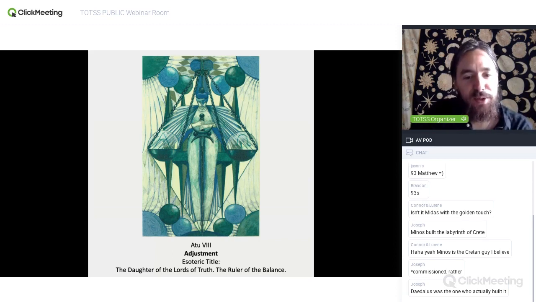Okay, so let's look at a little bit of the symbolism here. The esoteric title here was the daughter of the Lords of Truth, the ruler of the balance. An interesting thing to notice with the esoteric titles is that several of the cards are depicted as being the daughter of something. Actually, I don't think I mentioned it back when we looked at the Hermit, but the Hermit is one of several cards whose esoteric title involves the magus of something.